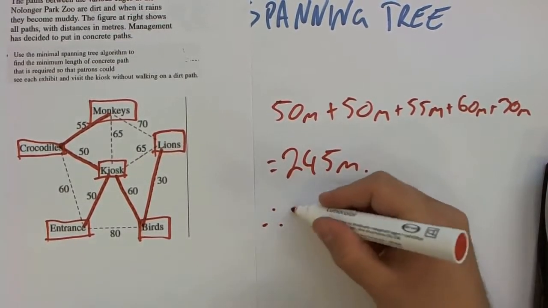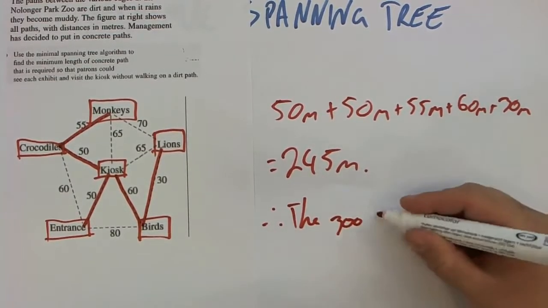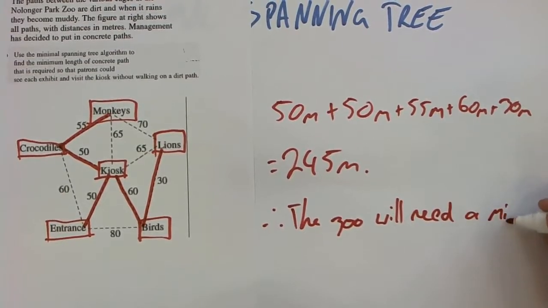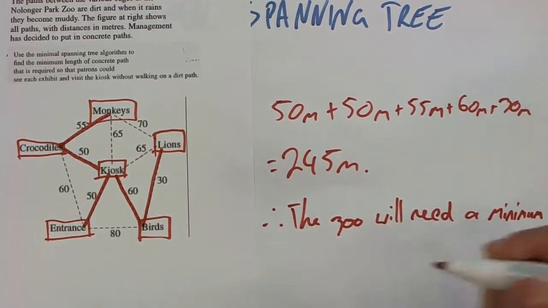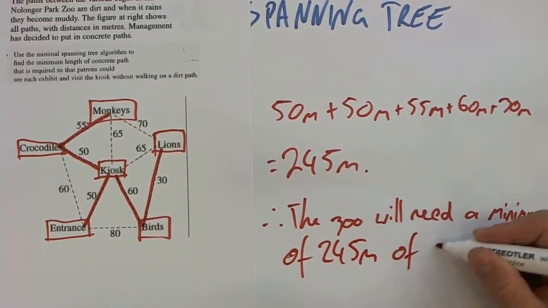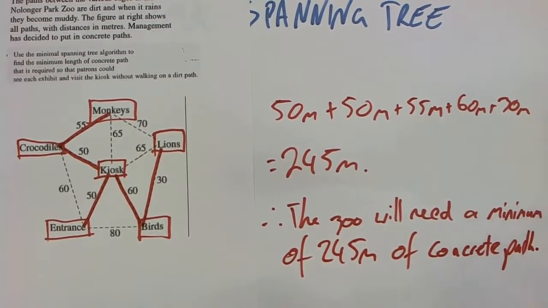And therefore, the zoo will need a minimum of 245 meters of concrete path to connect all of the cages together. Okay. And that's a minimum spanning tree.